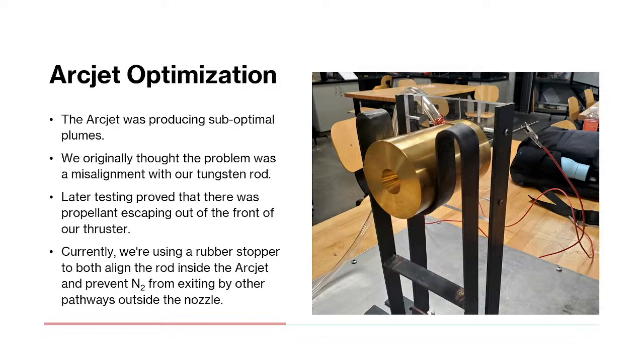To remedy this, we got a rubber stopper and drilled a hole into it that snugly fits our tungsten rod, and by inserting that into the front of the thruster, we are effectively both stopping the N2 from exiting through the front, and we're also making sure that the tungsten rod is aligned in there so that it still produces the correct voltage readings.